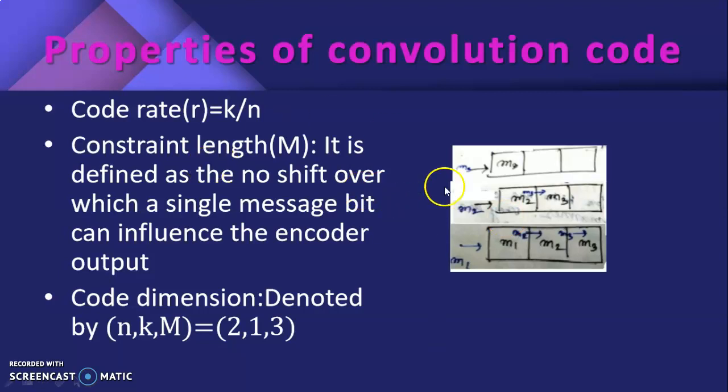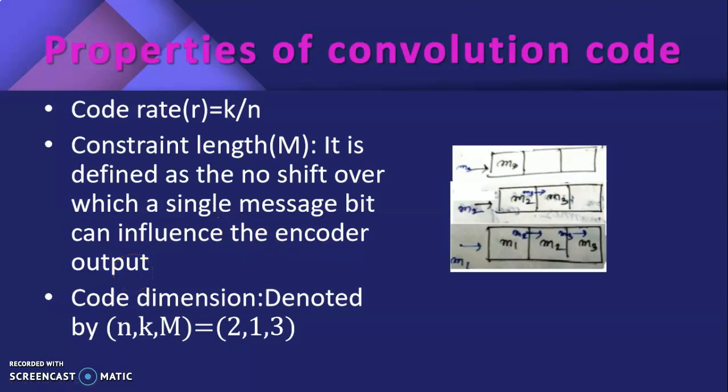So that is called constraint length. Formally, the definition of constraint length is the number of shifts over which a single message bit can influence the encoder output.